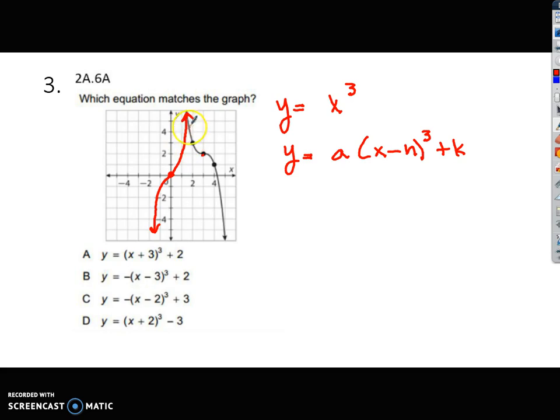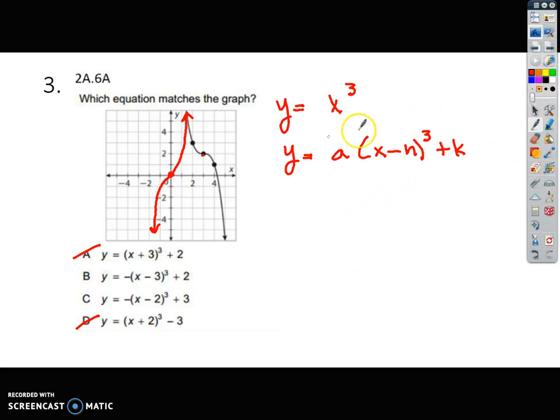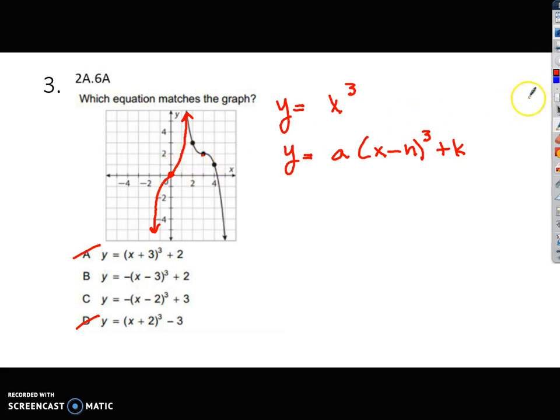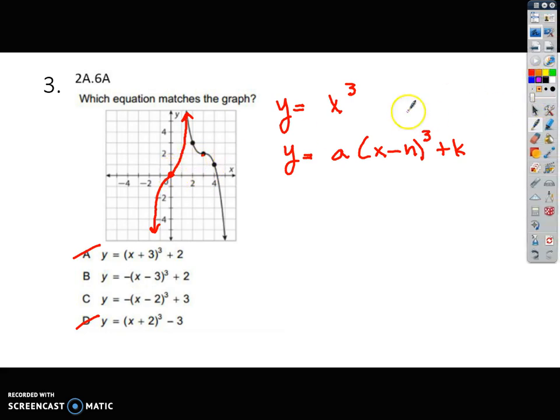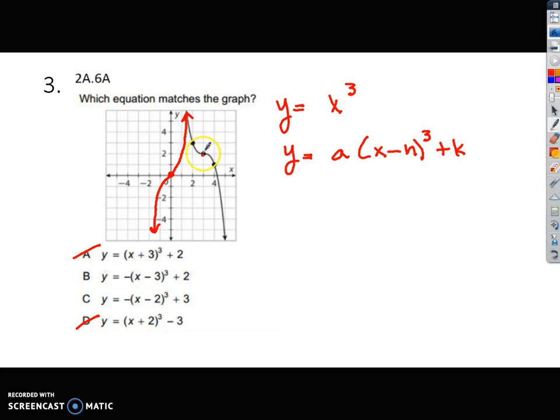Well, actually, right here, did you notice that this is upside down? So the a is actually a negative, right? So you can already tell it's not going to be A and it's not going to be D. What else happened to the point in the middle, which is called the point of inflection? The point of inflection, where did it go? It moved from here to here. Okay, so if you can tell, it went 1, 2, 3 to the right, and it went 2 up.